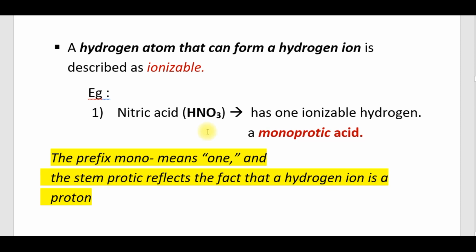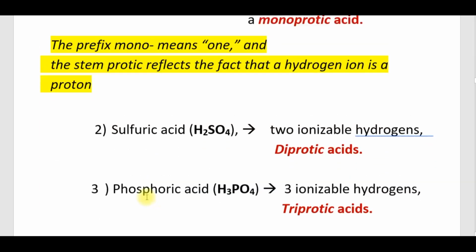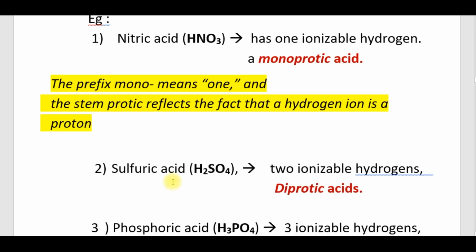Therefore, if it consists of 1 ionizable hydrogen, I can say that it is a monoprotic acid. That means it has only 1 H in each molecule. The prefix mono means 1, and the stem protic reflects the fact that a hydrogen ion is a proton. Therefore, what will be the condition for sulfuric acid? As in the case of nitric acid, HNO3 has only 1 ionizable hydrogen, so it is a monoprotic acid. But sulfuric acid, H2SO4, has 2 ionizable hydrogens, and therefore it is a diprotic acid.